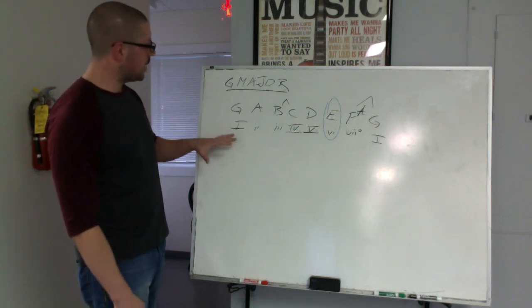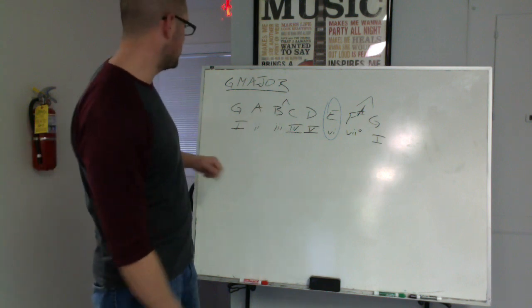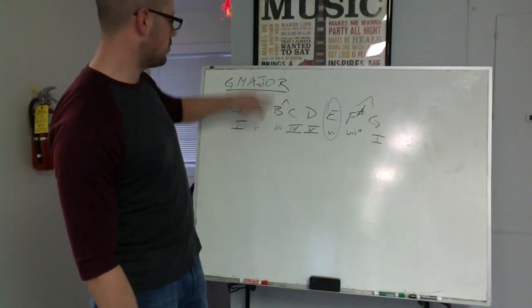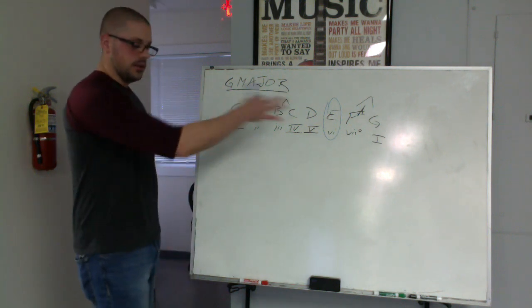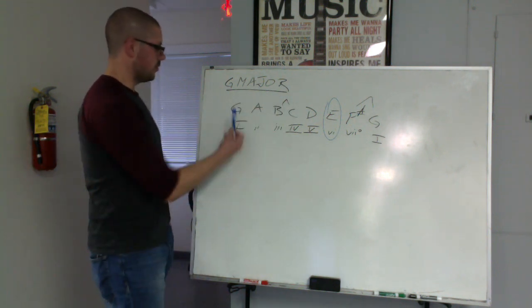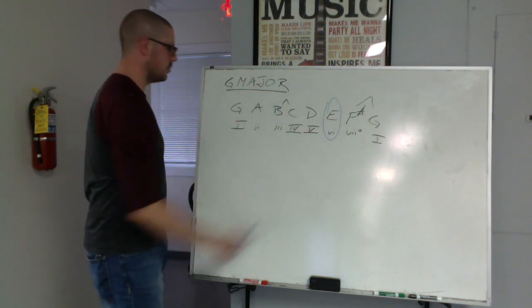And so what we have here is that there are whole steps and half steps that make up a major key. The half steps are between 3 and 4 and 7 and the octave. All the other intervals are whole steps. So from G to A is a whole step, A to B is a whole step, B to C is a half step, and so on.